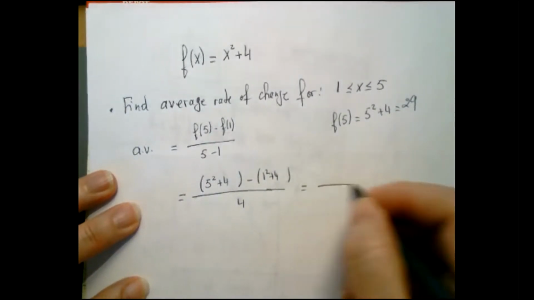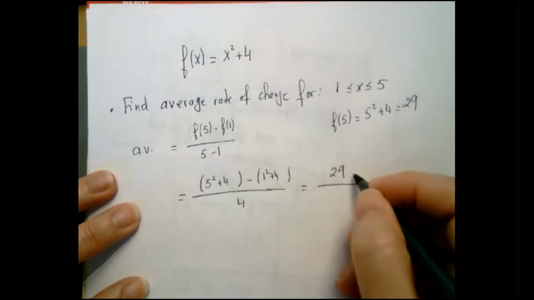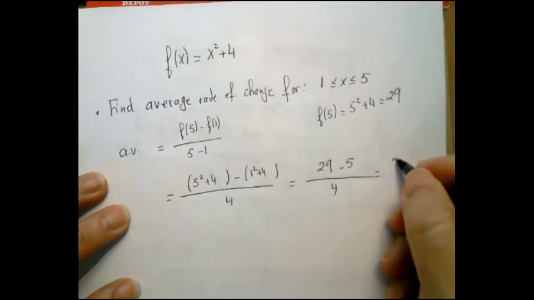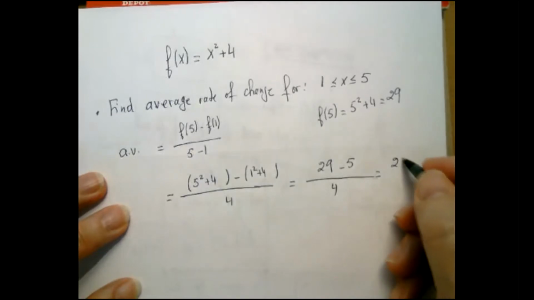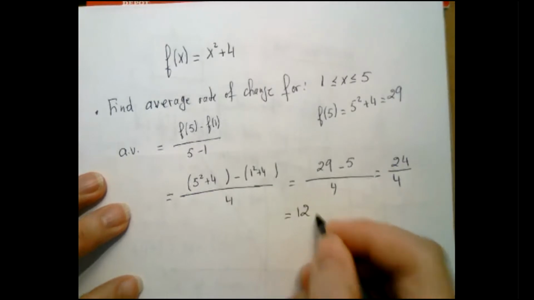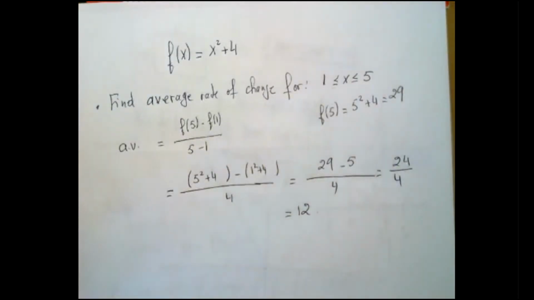Okay, so the rest is simple. That's going to give me 29, that's going to give me a 5 over 4. So that will give me 24 over 4, which is equal to 12. So this time, because I don't have physical meaning for the function, I just get a number.